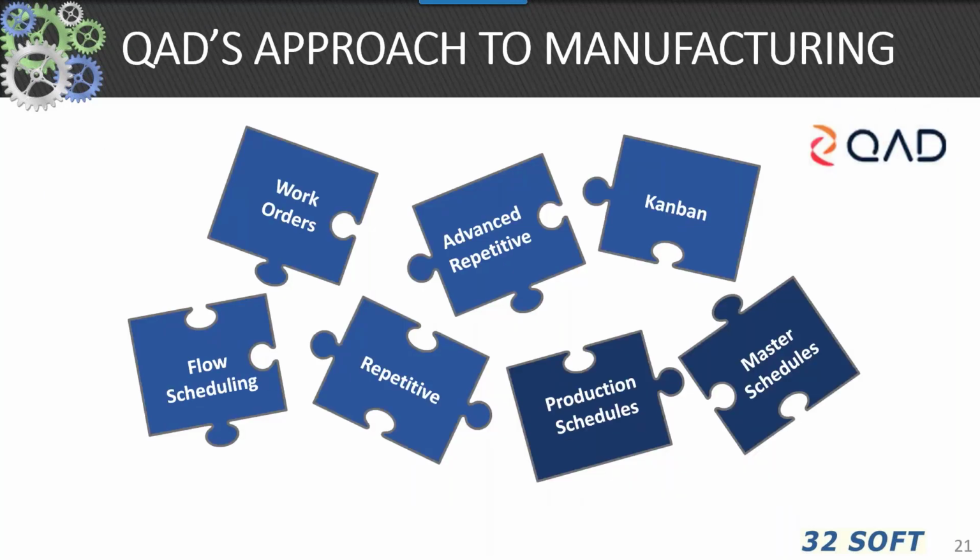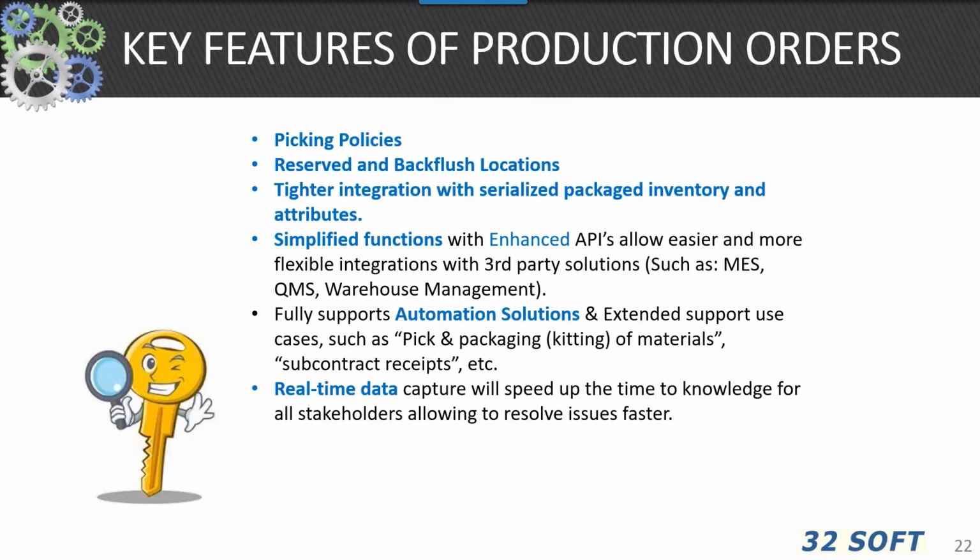QAD has historically approached a volume variety process with specific functionality for work orders, advanced repetitive, Kanban, scheduling. Now with the new production orders, we have the unified flow, enhanced material management, improved production order setup and visibility, along with improved picking. We now have reserved and backflush location.